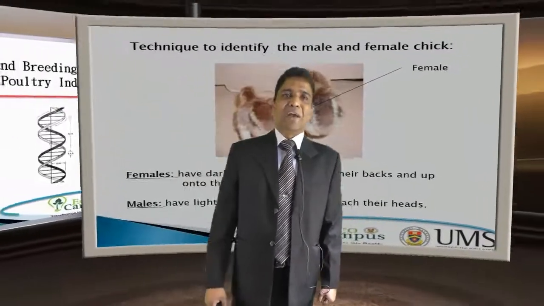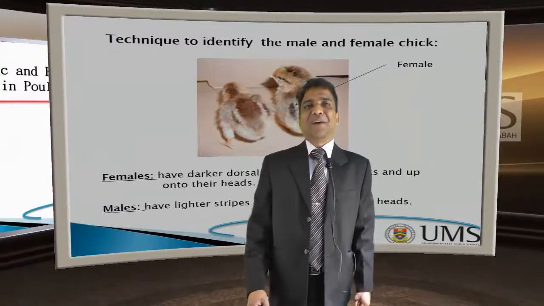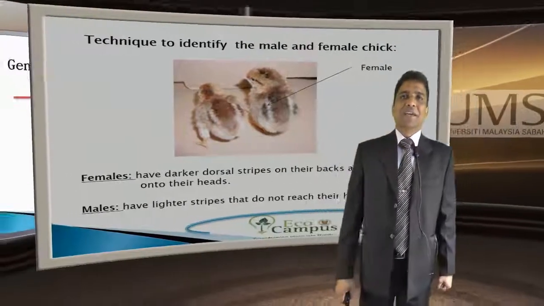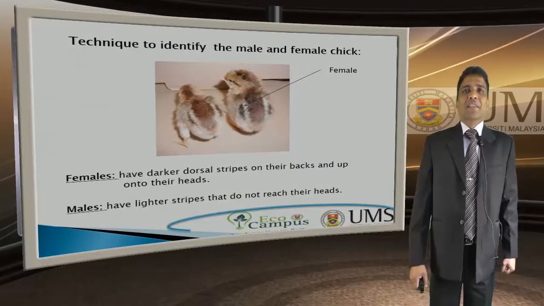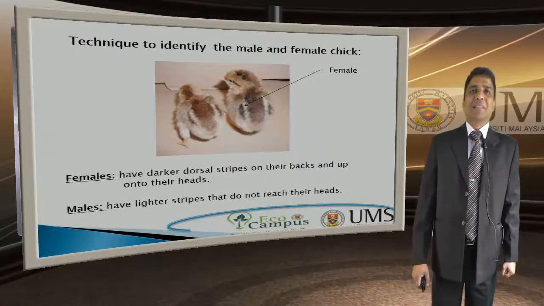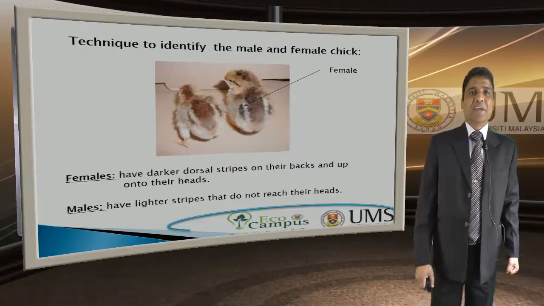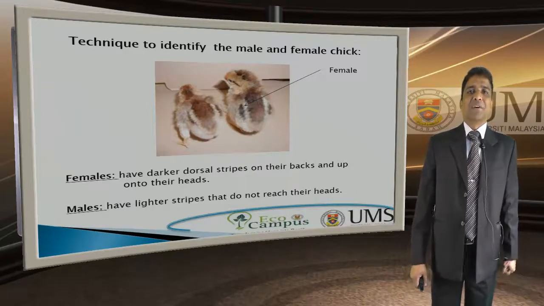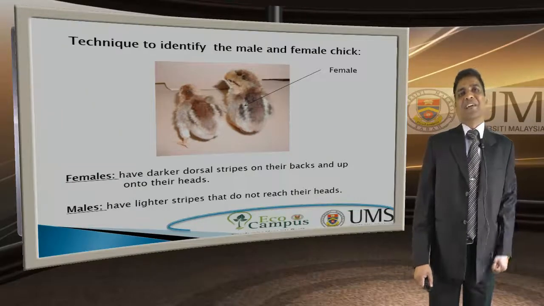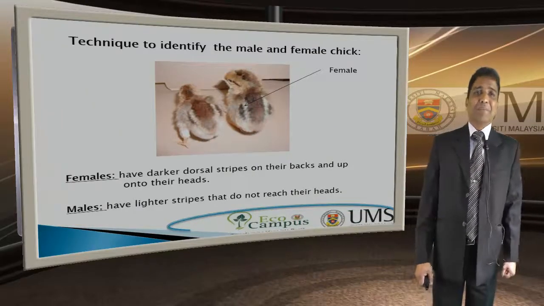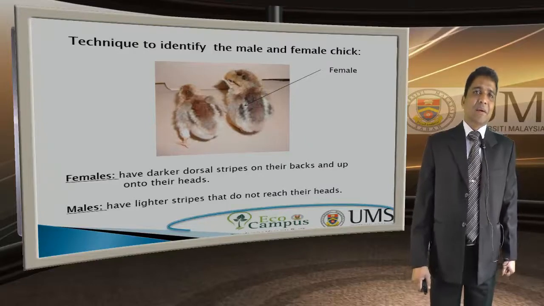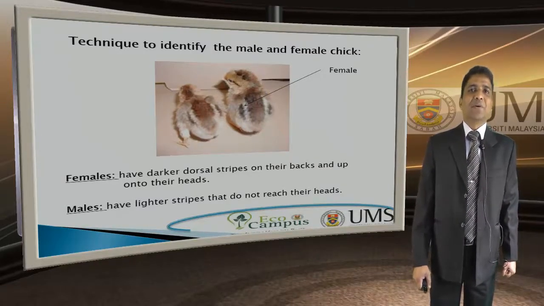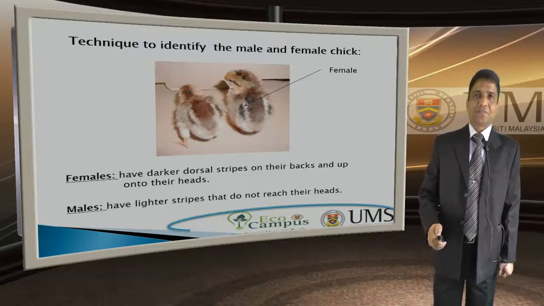When we see the genotypes, how can we identify which one will be the silver color and which one will be the gold color? As you can see here, the right-hand side one is the female. The technique to identify it is that it has darker dorsal stripes on its back and up onto its head. But in the case of the male, the left-side one, it has lighter stripes and they never reach the head.